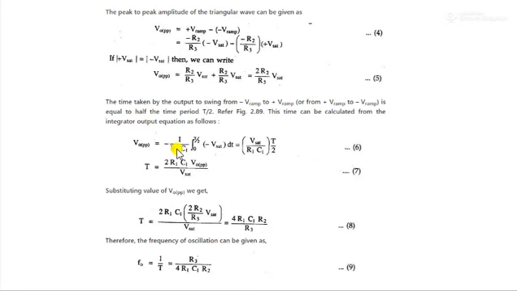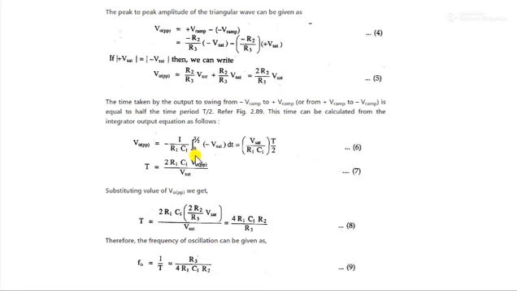Here the output of the integrator is nothing but minus of 1 by R1 C1 into the integral from 0 to T by 2 of minus V saturation into dt. Minus 1 by R1 C1 is a constant. Here minus into minus gives plus V saturation. If we integrate dt from 0 to T by 2, we get T by 2. From this we can easily find the value of T. So T is equal to 2 into R1 C1 into V0 peak to peak divided by V saturation.